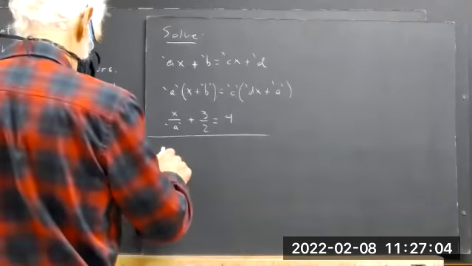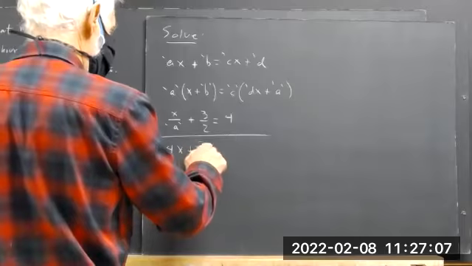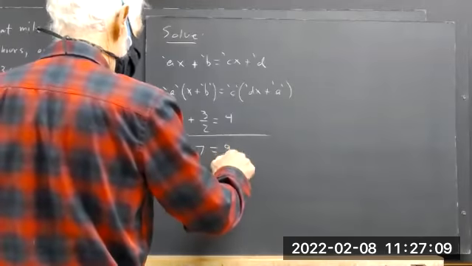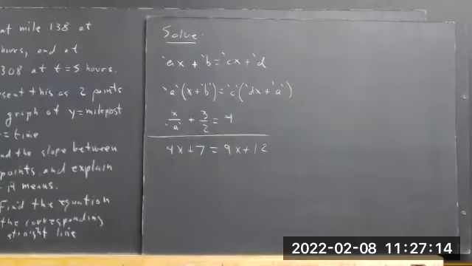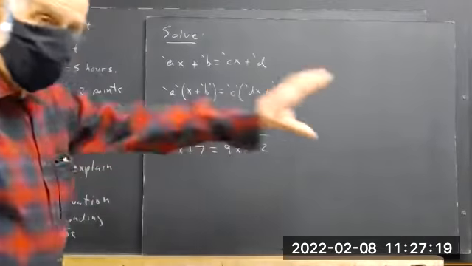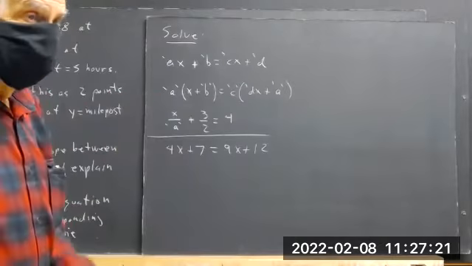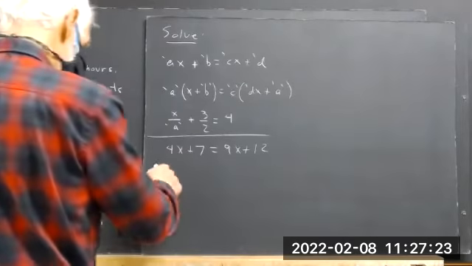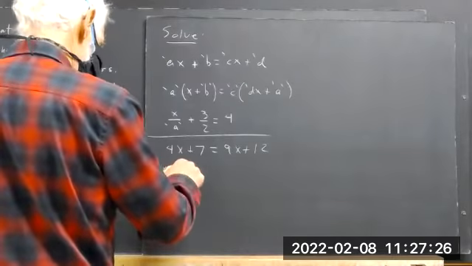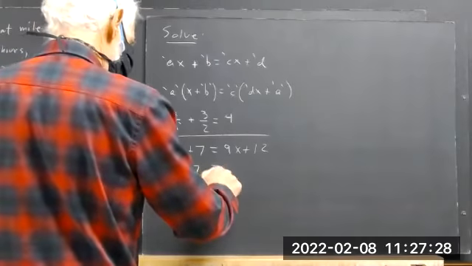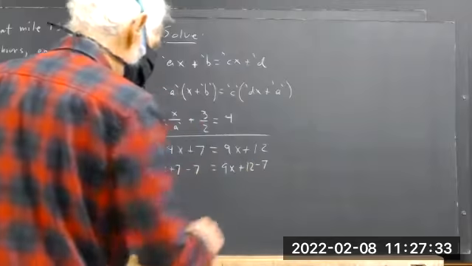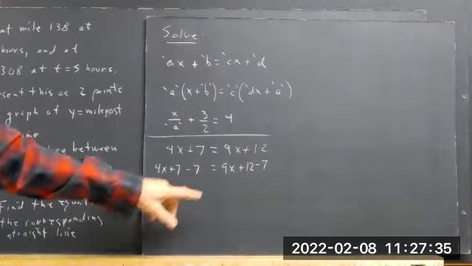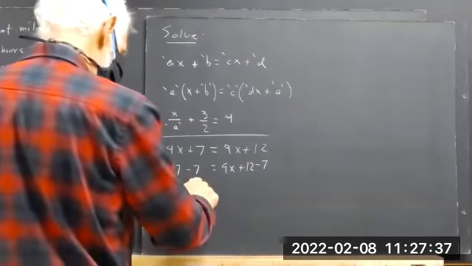Okay, so let's say I've got 4x plus 7 equals 9x plus 12. What do I do? I want my x's on this side, I want my numbers on that side. I don't just move them. I do it by the rules. I do 4x plus 7 minus 7 equals 9x plus 12 minus 7. 7 minus 7 is 0.